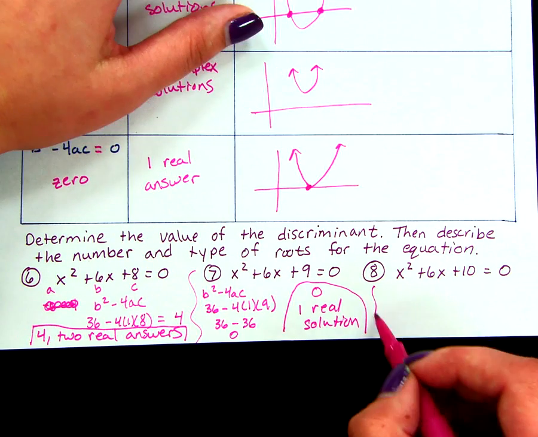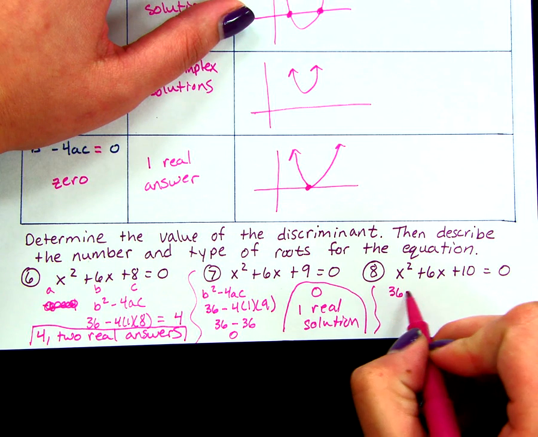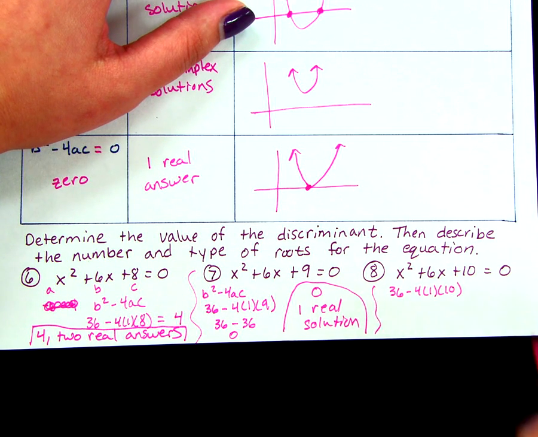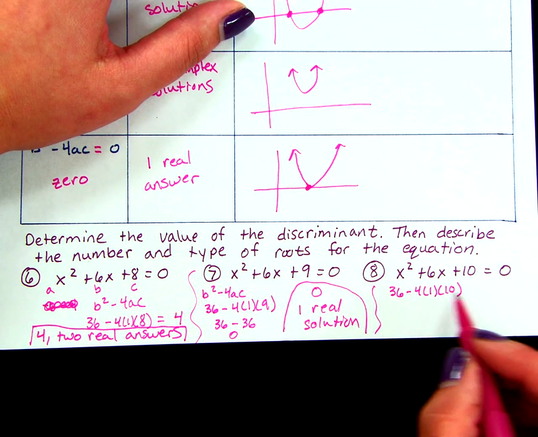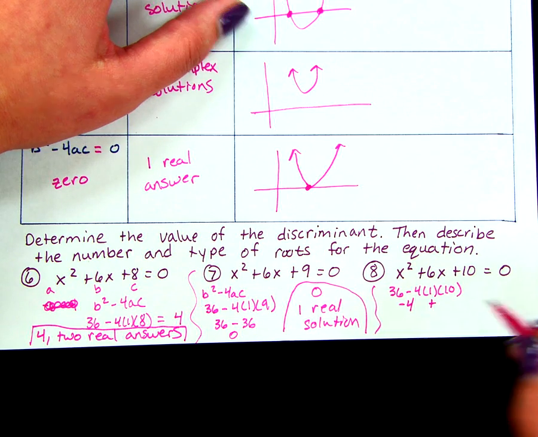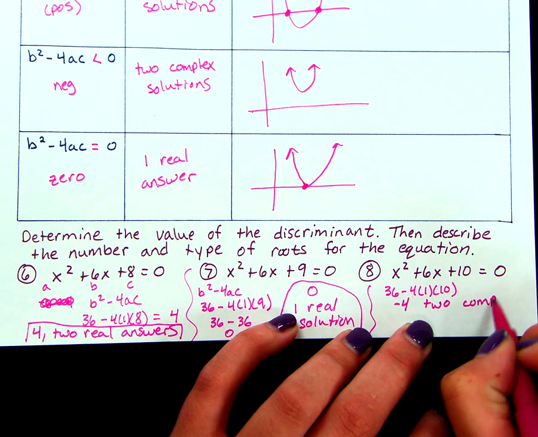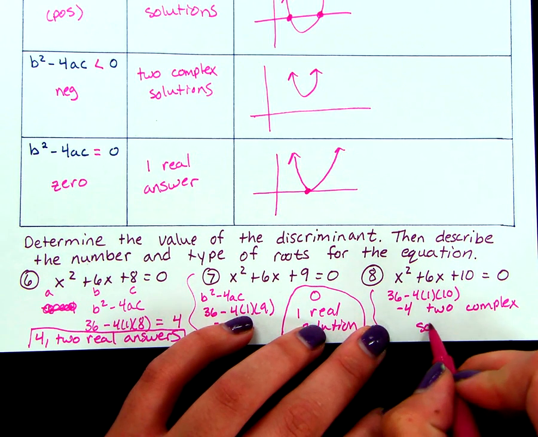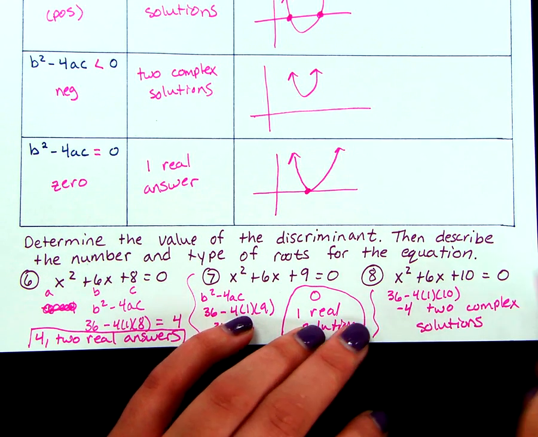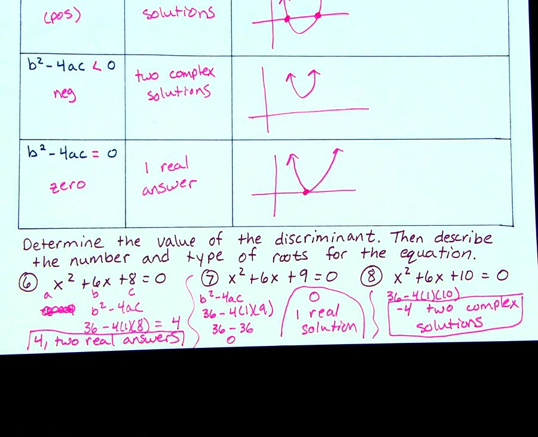Okay, so again, the last one, we care about that b squared minus 4ac. So 6 squared is 36 minus 4 times 1 times 10. So that's going to be 36 minus 40, so that will be negative 4. Since it's a negative, remember we're taking the square root of this number. That means that we're going to have 2 complex or imaginary answers. And that is going to conclude section 6.